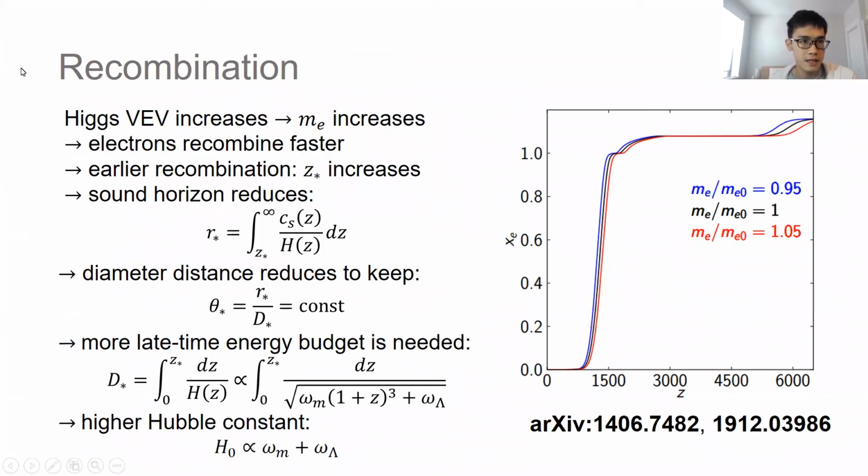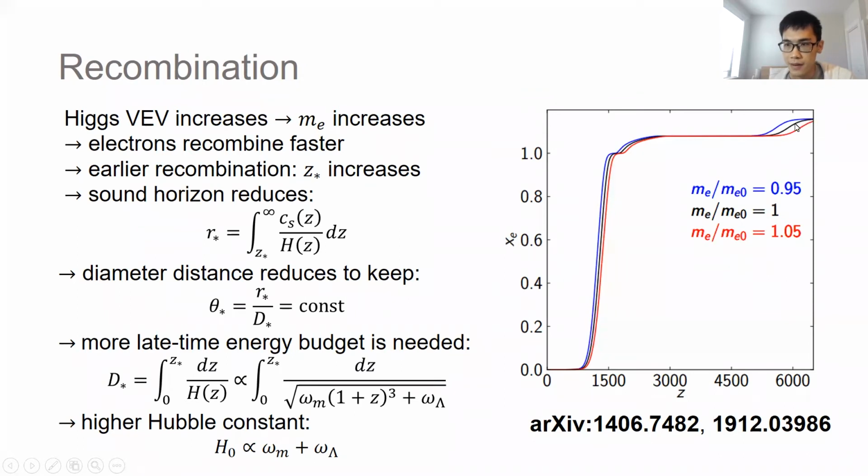So what are the implications of the Axi-Higgs model? First, it will modify recombination. If I have the Higgs vev increase before recombination, it essentially increases the mass of the electron. And when the mass of the electron increases, it makes the electron recombine faster. Here, to illustrate that point, I have a plot of Xe, which is the free electron fraction over time.